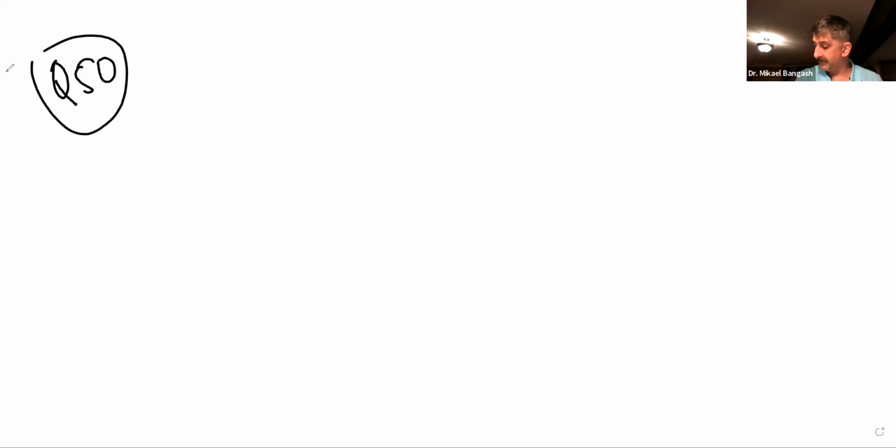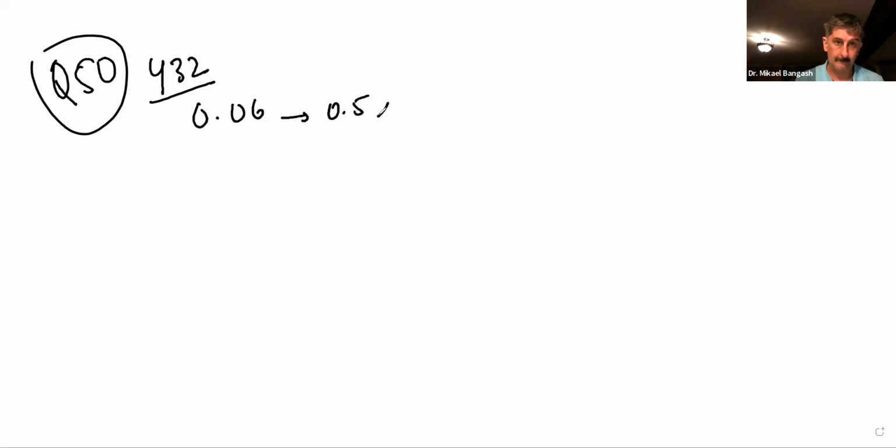So we are at question number 50 on page 432. Now, what is the range of periods commonly found in waves produced by ultrasound? So the main thing it is asking us about is the normal range. Clear?